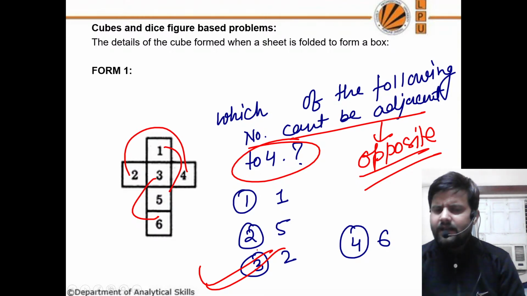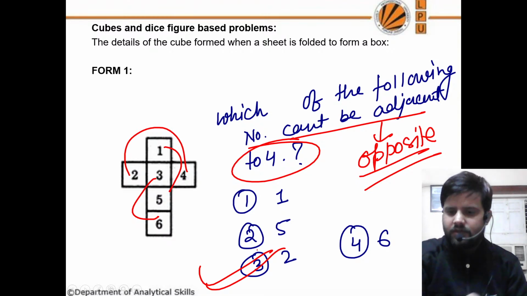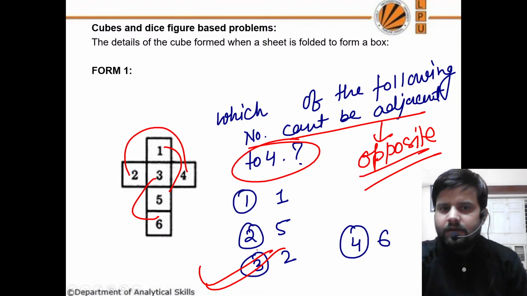They might ask you the question in a different language also, so your concepts must be clear. If opposite, not adjacent. If adjacent, not opposite. Now let's jump to another question. Let's solve it further.